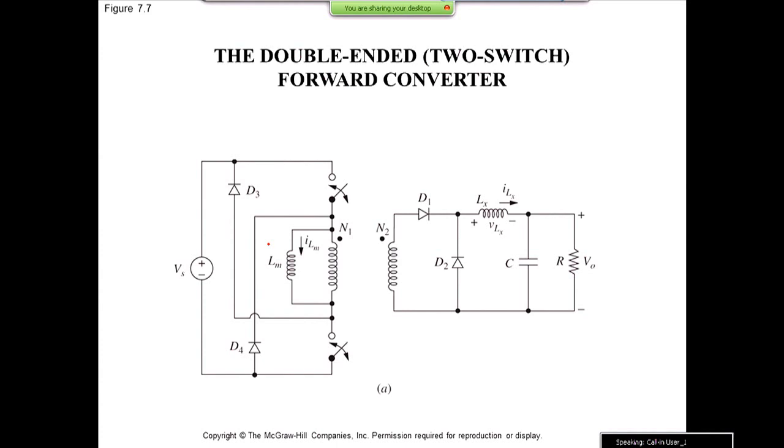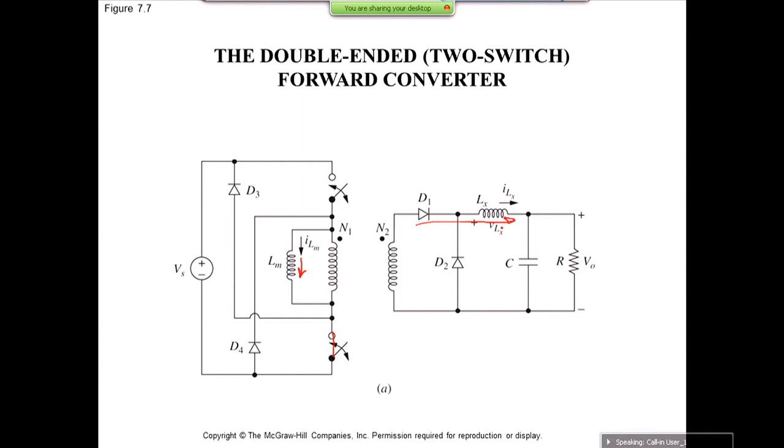This is another forward topology, but as you can see, the transformer is a little bit simpler. It only has 1 primary and 1 secondary. But on the primary side, it's a little bit more elaborate. Instead of using only 1 diode and 1 switch, we are using 2 diodes and 2 switches. The principle of operation is exactly the same. When you turn, for instance, this switch on, you are energizing this inductor that you don't need. At the same time, you are energizing this inductor.